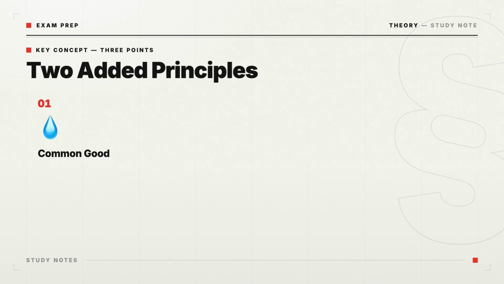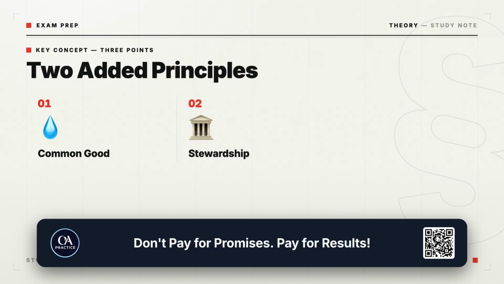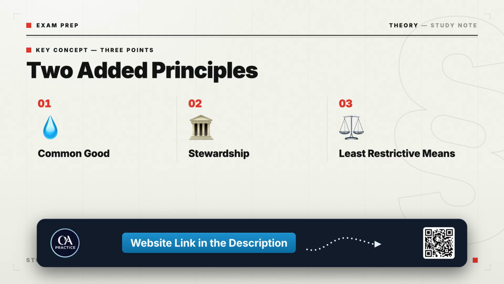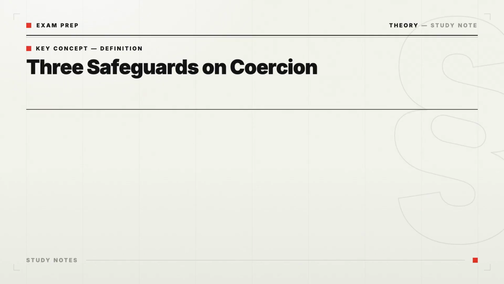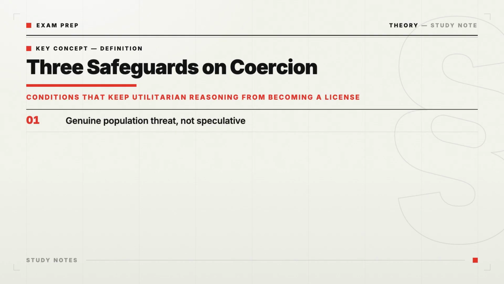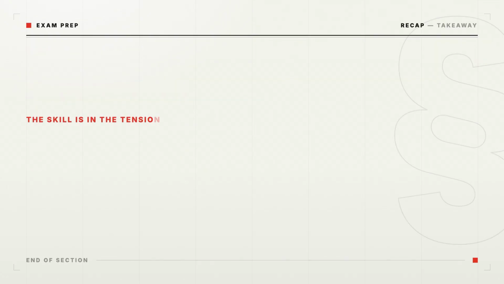Two principles are especially prominent here. The common good recognizes shared achievements like clean water and herd immunity that benefit everyone, and stewardship means agencies must use public trust and resources wisely and transparently. Restricting liberty for the greatest health benefit is only justified when three conditions hold: a genuine population threat, due process giving the person recourse, and use of the least restrictive means. That is why one incubation period is defensible, but an indefinite exclusion would not be.